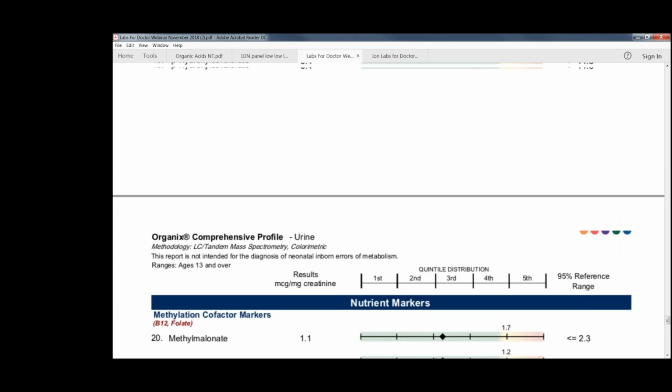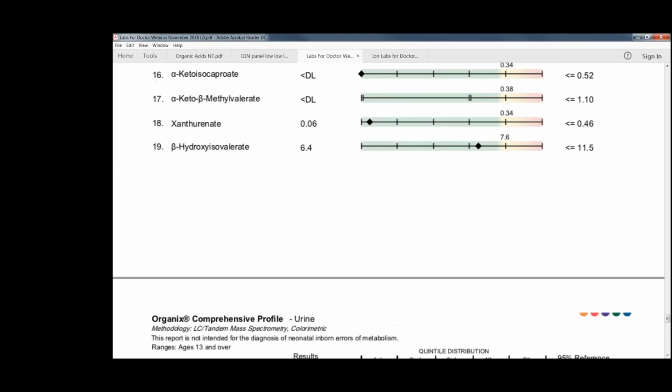It's number 18, xanthuronate. Okay, so if xanthuronate is high, this is the easy part. If xanthuronate is high, it means your B6 levels are low. If that's the only thing you remember from tonight, I promise you will help a couple dozen people in the next month. So let me just say it a few times. If your xanthuronate levels are high, it's number 18, that person needs vitamin B6. Xanthuronate builds up when B6 levels are deficient.